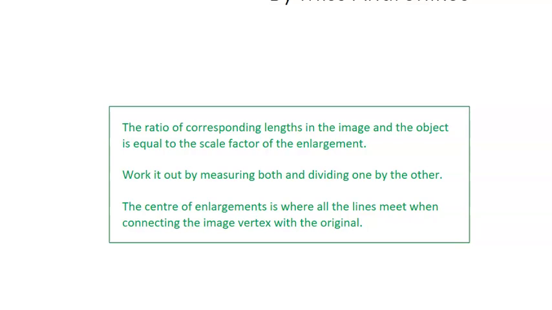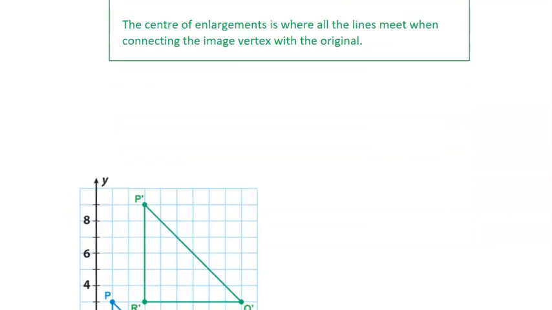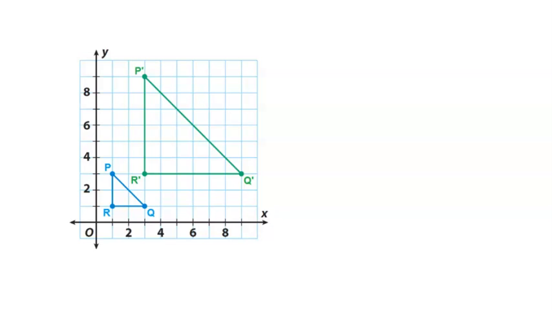The center of enlargement is where all the lines meet when connecting the image vertex with the original. So I'll show you what I mean by that. Let's have a look at this example. If I was to describe this enlargement fully, then I'd have to think about what is the scale factor and where is the center of enlargement. Okay, so I need to find out those two things here.